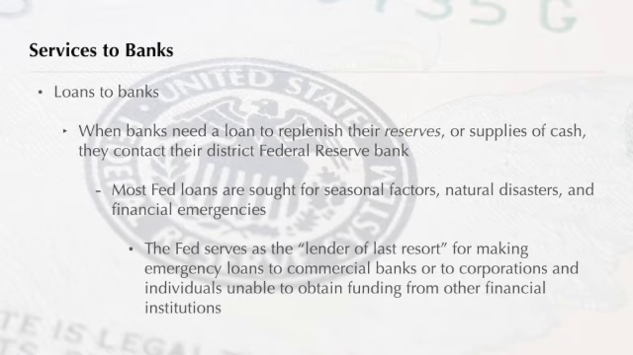In financial emergencies such as a recession, the Fed serves as a lender of last resort by making emergency loans to commercial banks. Under special circumstances, a Federal Reserve Bank also may extend loans to corporations and individuals who are unable to obtain funding from other financial institutions.